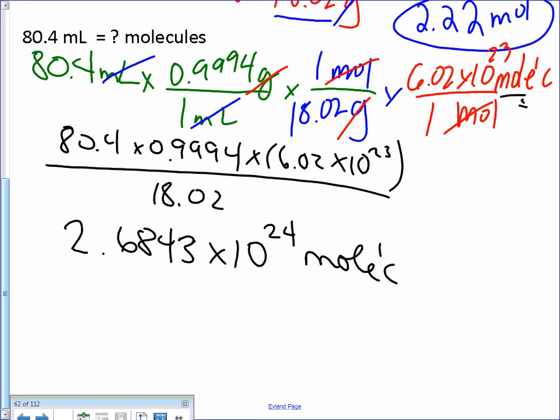So now you're going sig figs. How many sig figs?